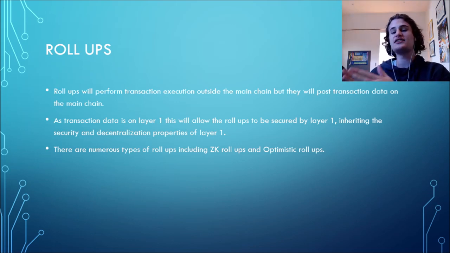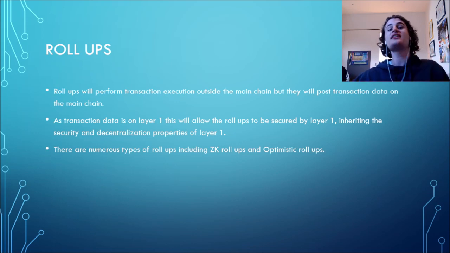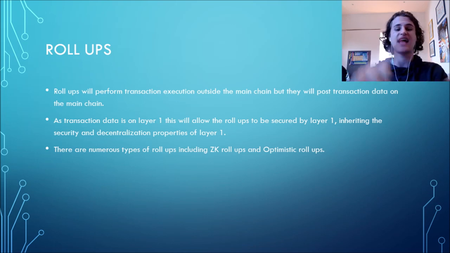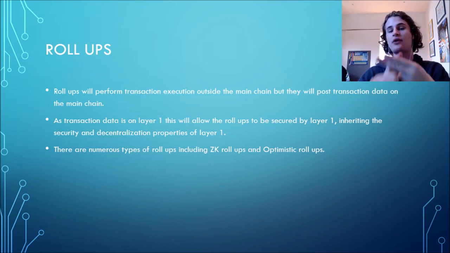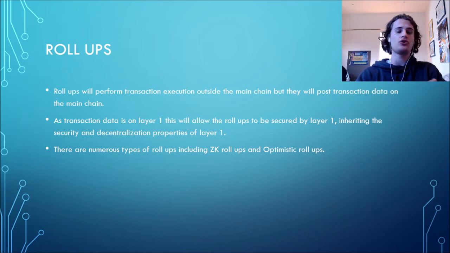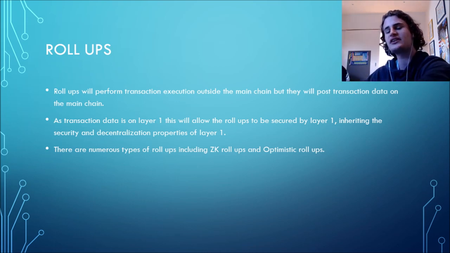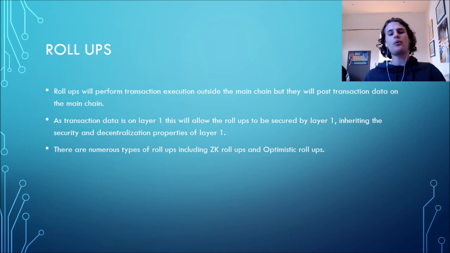As transaction data is all posted on layer 1, it's finalized on layer 1, and it begins on layer 1. This will allow the rollups to be secured by layer 1. This will therefore mean it inherits the security and decentralization properties of layer 1. So, rollups should be secure. They should be decentralized, and by taking a bit of the computation off-chain and doing it somewhere else, rollups are going to be very scalable and the network should be able to take in a lot more transactions. So overall, rollups are the next good solution to the blockchain trilemma, and this is happening with Ethereum 2.0.